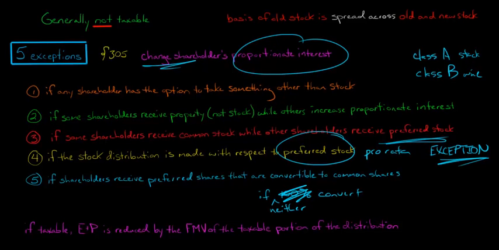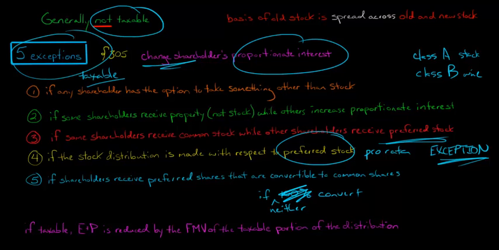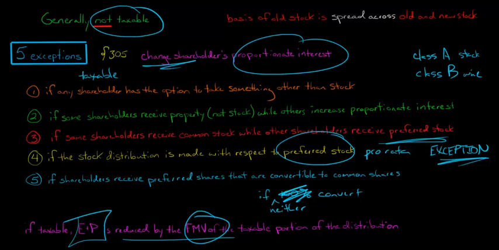Now, let's say that it falls into one of these exceptions. If it falls into an exception, it is taxable, right? So the general rule is not taxable, but if it's one of these exceptions, then it's taxable. So if it is taxable, then there is going to be an effect on the corporation. Obviously, the person receiving the stock is going to be taxed. We know that. But the corporation is also going to be affected because, remember, their earnings and profits, their E&P, is going to be reduced by the fair market value of the taxable portion of the distribution that you're receiving.